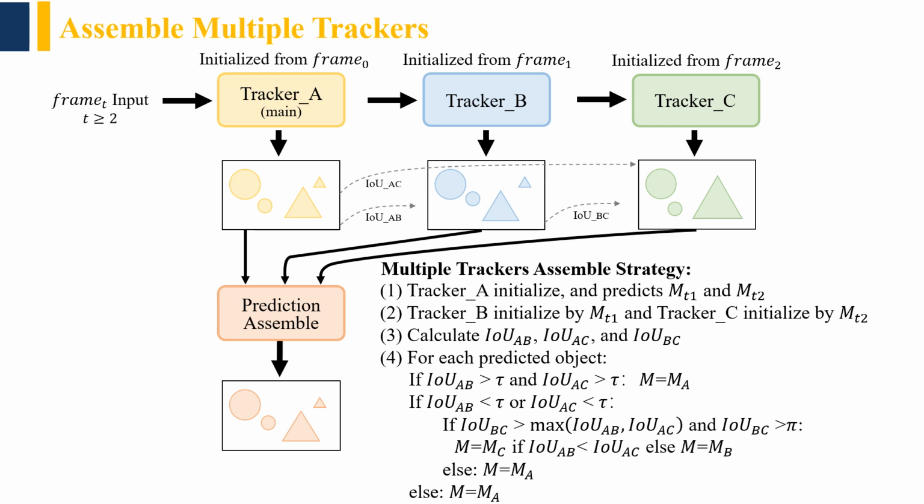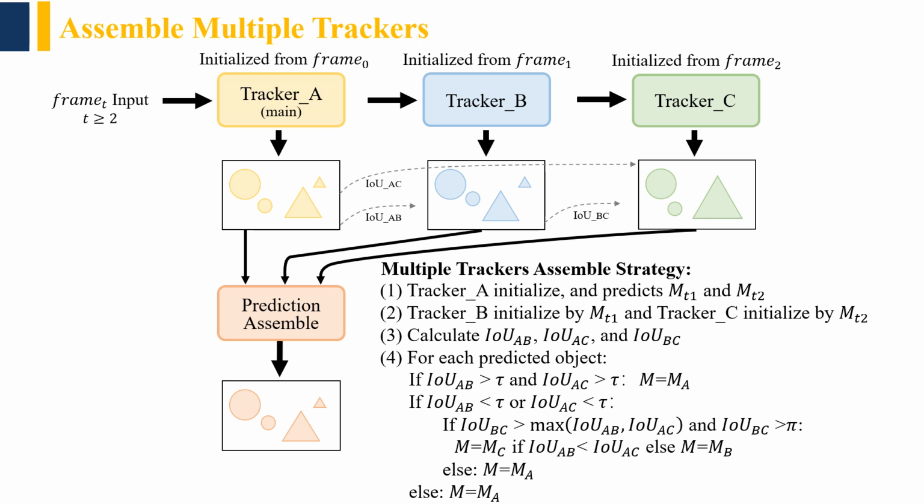From frame 2 on, we calculate the IOU scores between tracker A and tracker B, tracker A and tracker C, tracker B and tracker C. If tracker B and tracker C predict similar results with tracker A, we adopt the prediction result of tracker A. If tracker B or tracker C predict different results from tracker A, and tracker B and tracker C show more similarity with each other than with tracker A, we choose the prediction mask by tracker B or tracker C as the final result. In this way, our tracker obtains a more stabilized prediction and avoids some shifting and object missing cases.